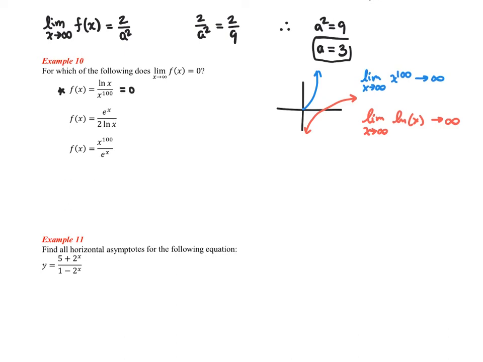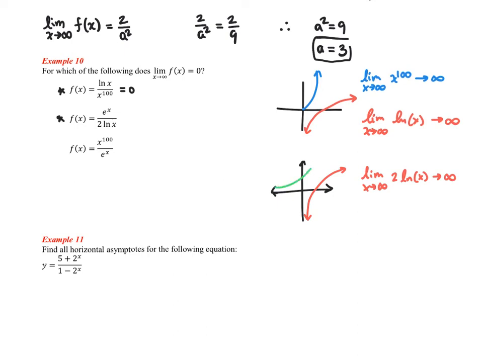Okay, now let's look at the second one. f of x equals e to the x over 2 ln of x. All right, so let's sketch 2 ln of x. It will look very similar to the red graph, except it'll stretch by a factor of 2. So again, the limit as x approaches infinity of 2 ln of x goes to positive infinity. There's no horizontal asymptote there.